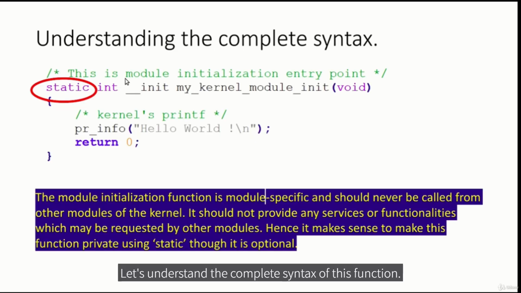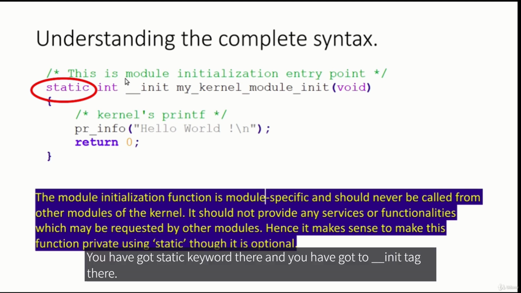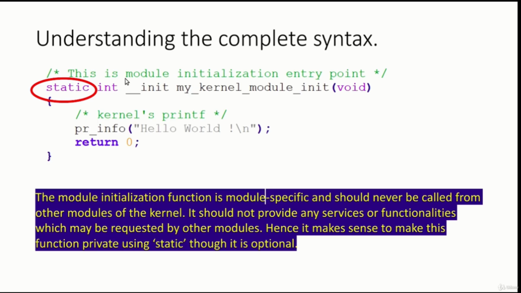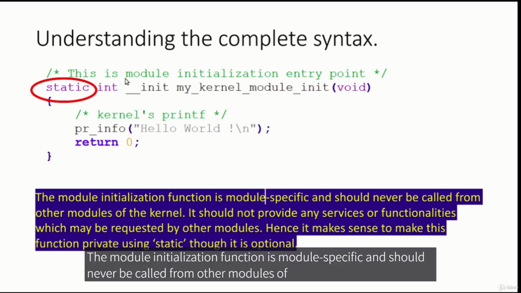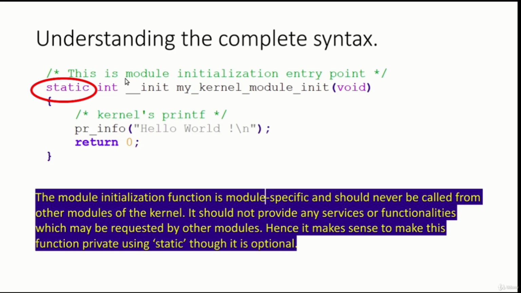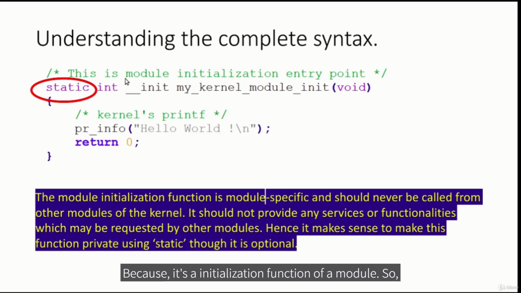Let's understand the complete syntax of this function. You have got the static keyword there, and you have got the underscore init tag there. So what are those? We have to understand that. The module initialization function is module specific and should never be called from other modules of the kernel. Because it's the initialization function of a module, so why would other modules call it?